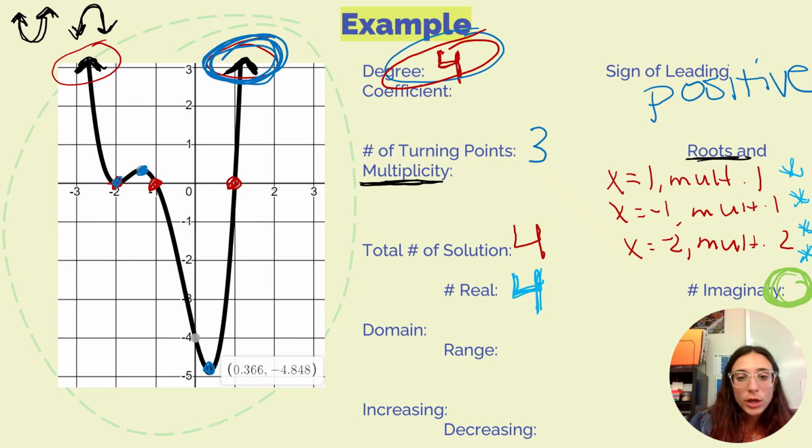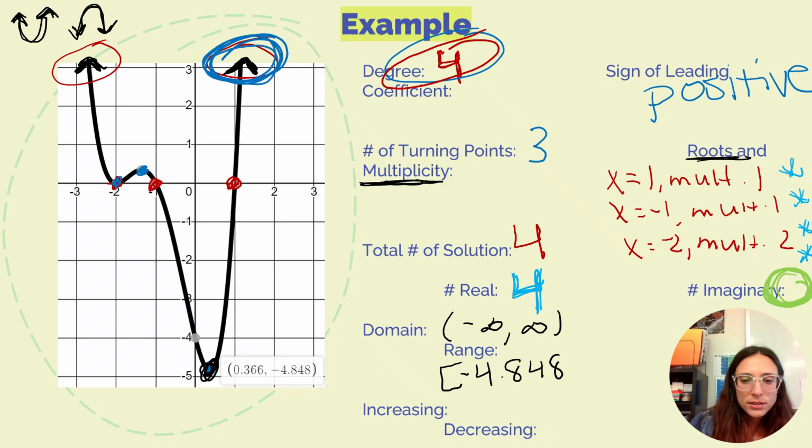So domain, we go all the way from the left to the right. So that's negative infinity to infinity. For range, we go bottom to top. So I start here at negative 4.848, and I go to infinity. I put a bracket there because it's an included point.